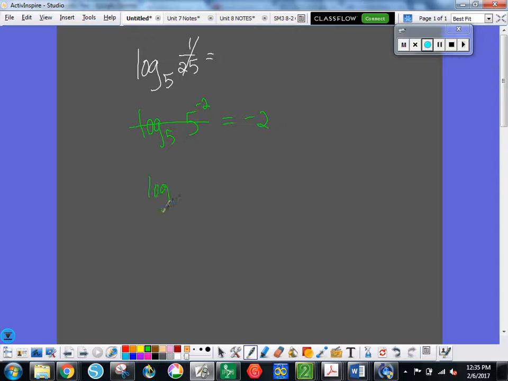Log base 3 of 1 over 81. So this is the same thing as saying 3 to the what? Negative, what times what times what times what equals 81? The 3 to the 4th, right? 3 times 3 is 9, times 3 is 27, times 3 is 81. So what's going to happen between those two? Log base 3 and 3 cancel. What's my answer? -4? Okay, let's do another one all on your own this time.